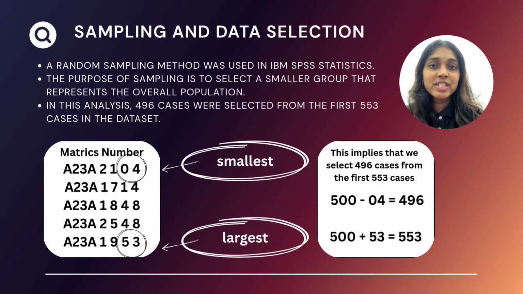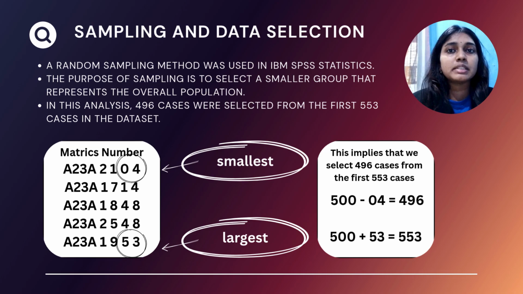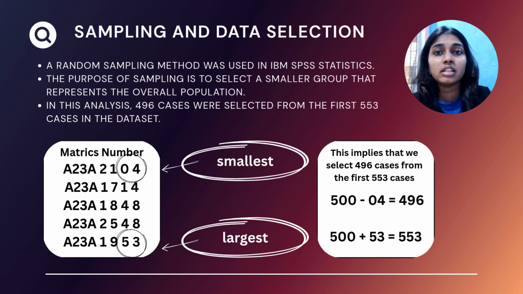I am Hemaroshni Chandran, matric number A23A1848. Today I would like to present the sampling and data selection process. For this analysis, we used a random sampling method in IBM SPSS Statistics. Random sampling is important because it helps us choose data fairly and reduces bias. In this dataset, 496 cases were selected from the first 553 cases.